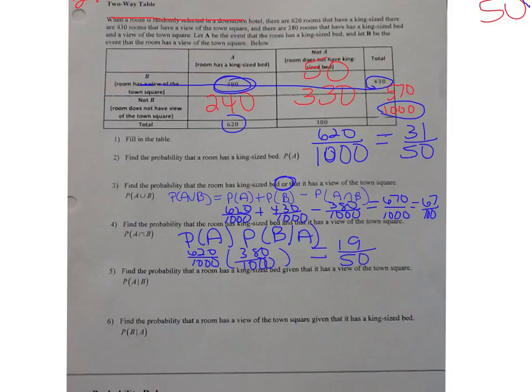Okay, you could also do this since it's the intersection. You're looking for the probability of a king-size bed and a room with a view. So you could have just done it like this: it's 380 out of 1,000 here. That's the same thing. Now, you do have to know the formulas, because you might not be given a chart. If you're not given a chart, you won't be able to just read it. So you have to know these formulas.